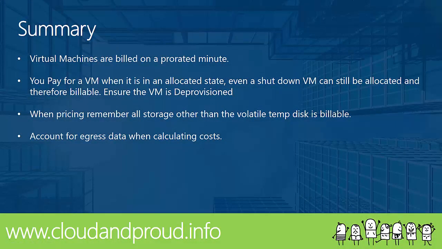In this video session, we have looked at how to size and price an IaaS solution in addition to understanding the technologies involved. As we wind down the course, I would ask you to remember the following key takeaways. Firstly, virtual machines are billed on a prorated minute. Secondly, you pay for a VM when it's in an allocated state. Even a shutdown VM can still be allocated and therefore billable. Ensure the VM is deprovisioned. Thirdly, when pricing, remember all storage other than the volatile temp disk is billable. And finally, always account for egress data when calculating costs.